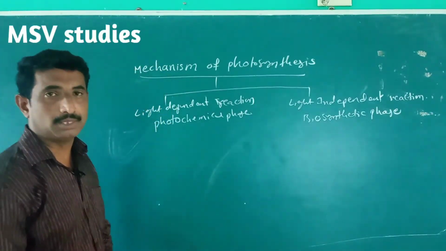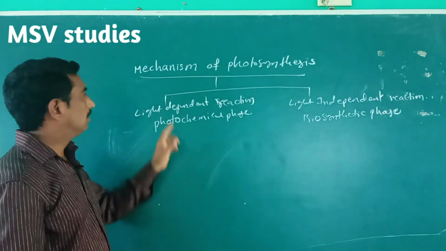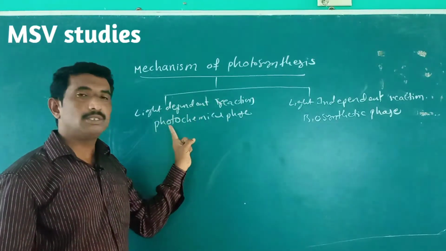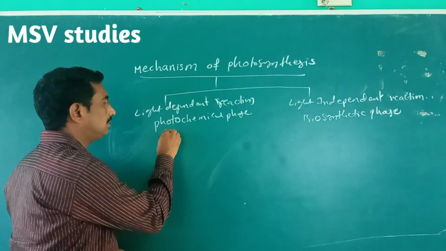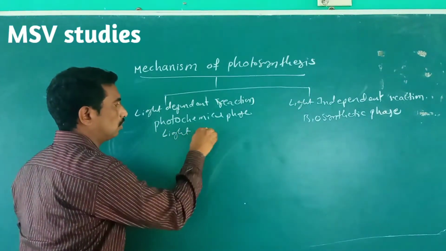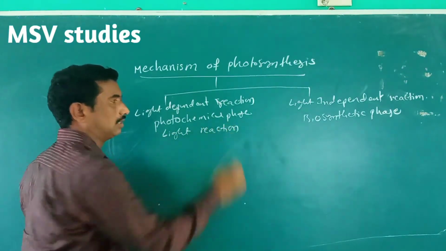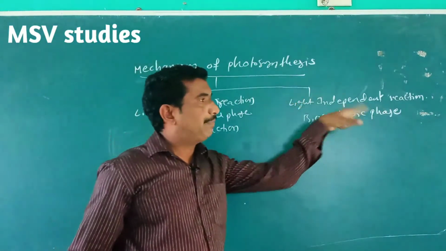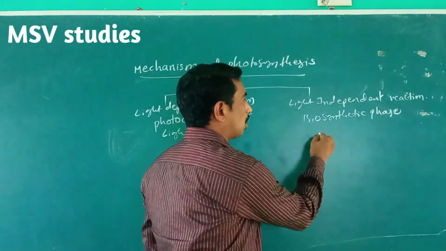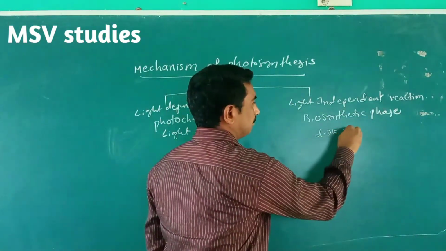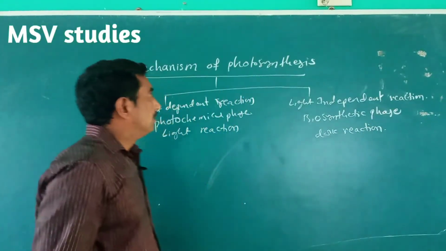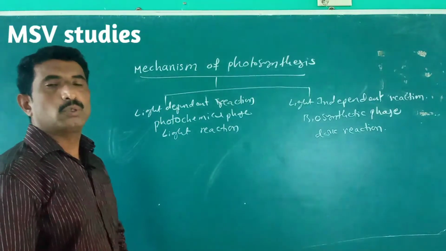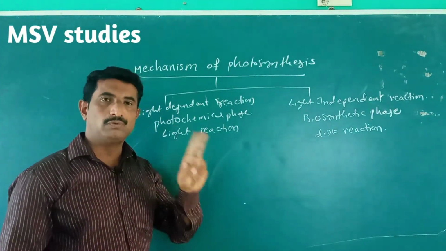There is also a third name, children. The light dependent reaction is also known as the photochemical phase or light reaction. Now the light independent reaction is also known as the dark reaction. See, children, the mechanism of photosynthesis consists of two phases.